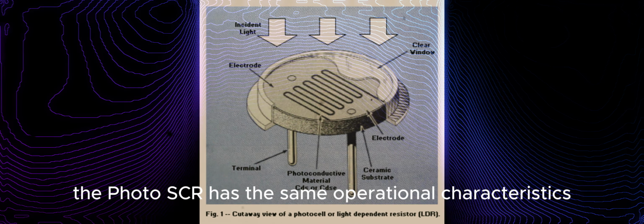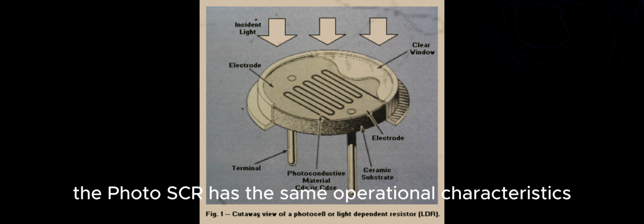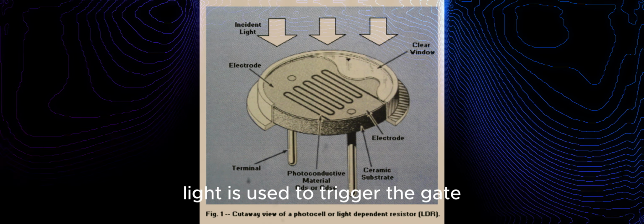Photodiodes and photo SCRs are used in circuits similar to those shown for the phototransistor. The photodiode will allow current to flow through it in the presence of light. The photo SCR has the same operational characteristics as the common junction SCR. The only difference is that light is used to trigger the gate when using the photo SCR.